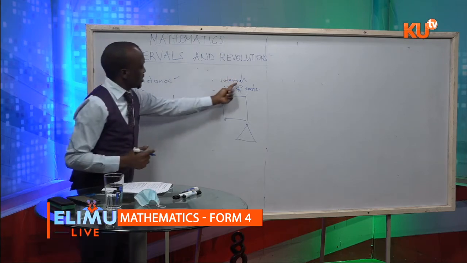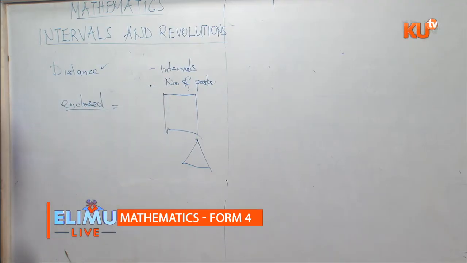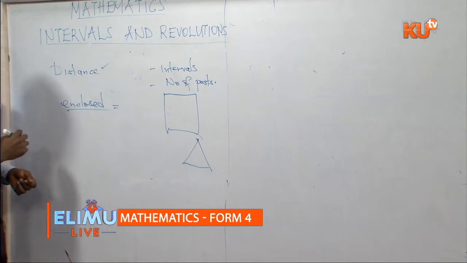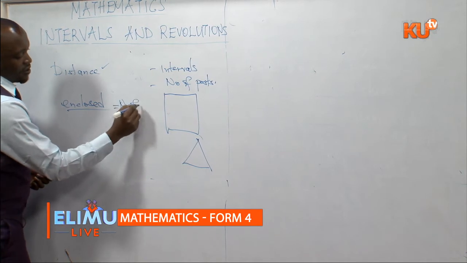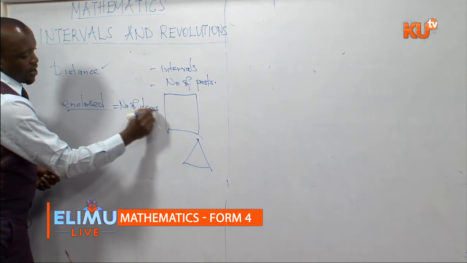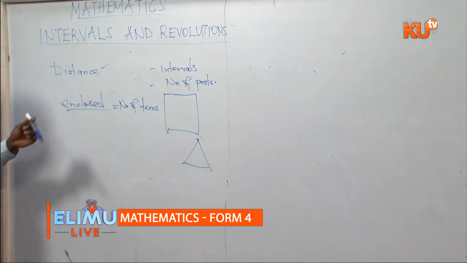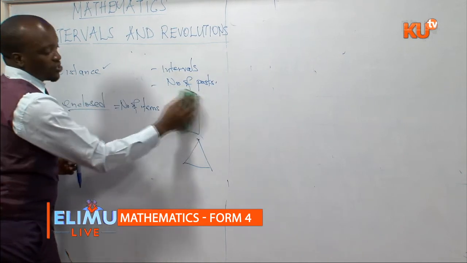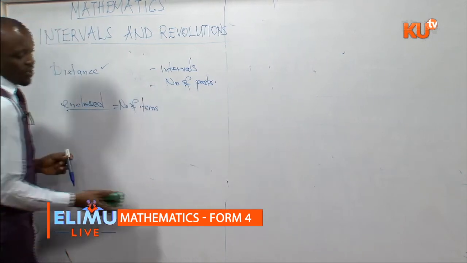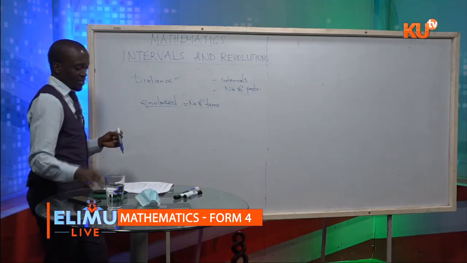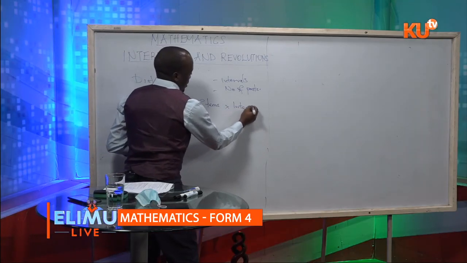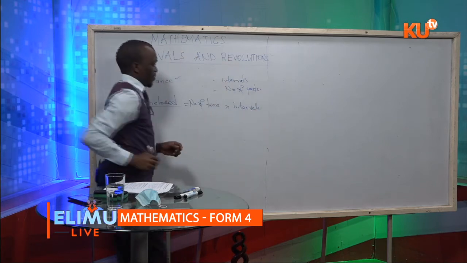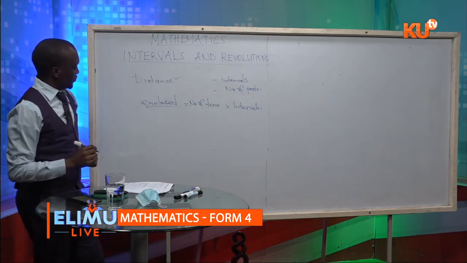When you are given intervals and the number of posts, the formula we are going to apply is number of items times intervals. When I say number of items, it could be the posts, it could be the flowers, whatever you are fixing at a distance, times intervals. Number of items times intervals. Let me give an example.